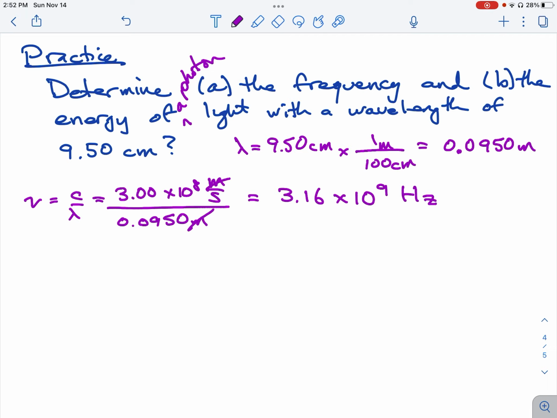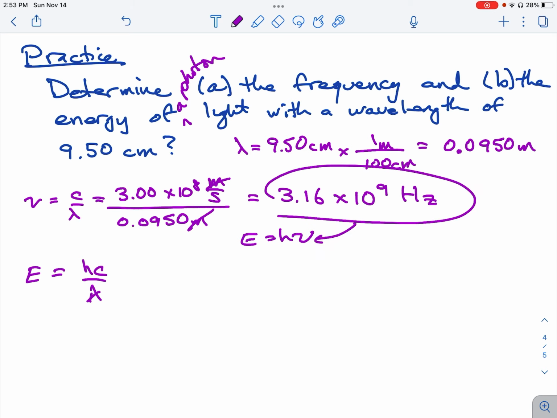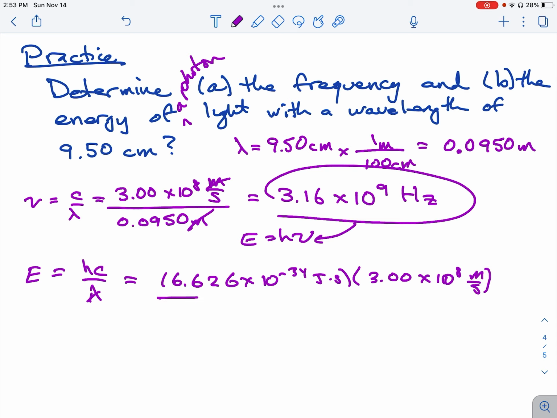All right. Then we're also asked to find the energy. You can do this two ways now. You could use E equals hc over lambda and go back to the original, which is what I'm going to do, or you could use E equals h nu and plug this in for nu. Either one is fine. So, 6.626 times 10 to the minus 34 joule seconds, times 3.00 times 10 to the 8th meters per second, over a wavelength of 0.0950 meters. Meters cancel, seconds cancel, you're left with joules, the unit of energy.